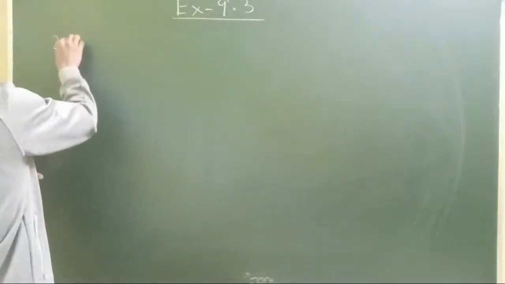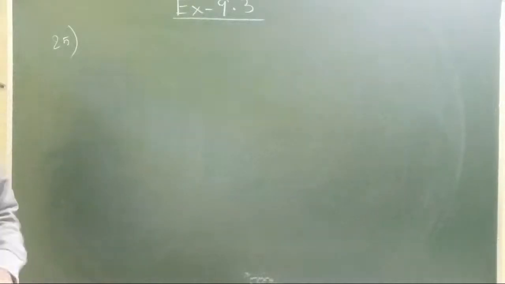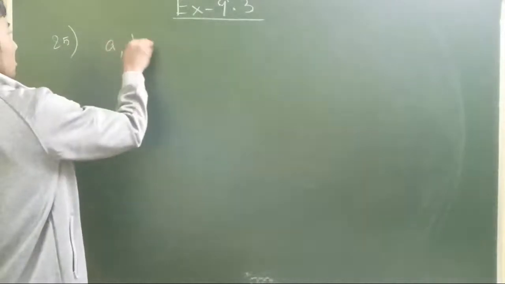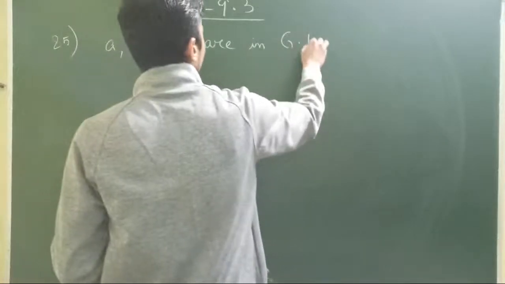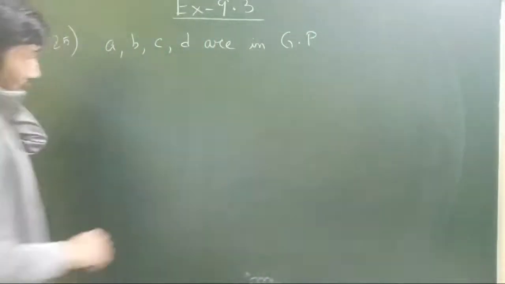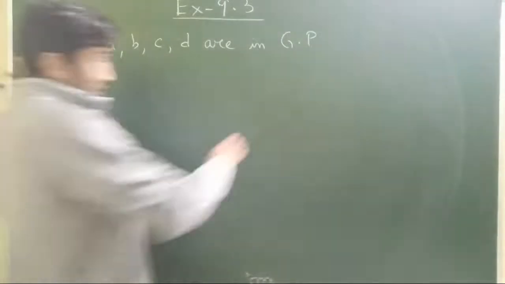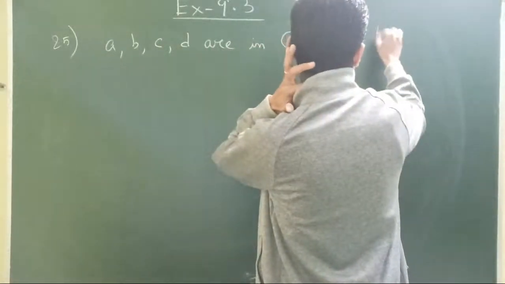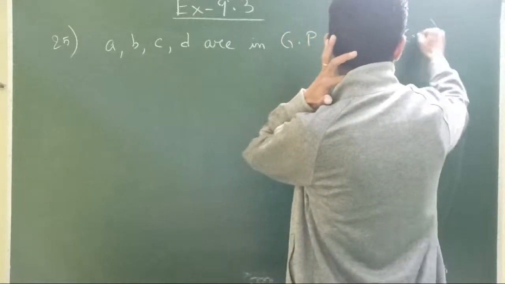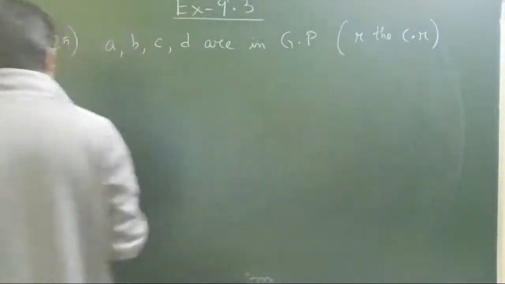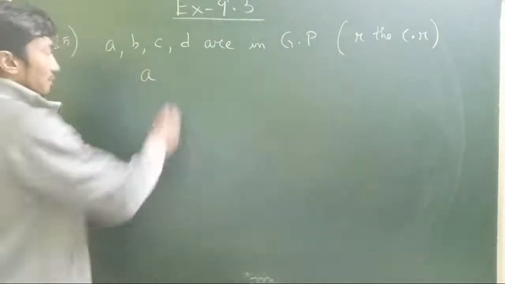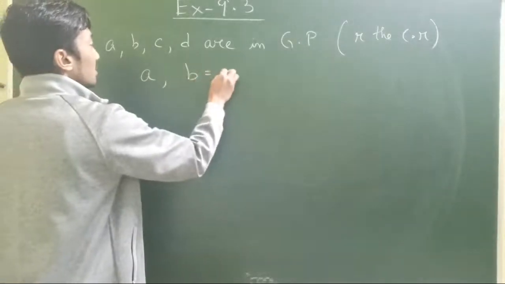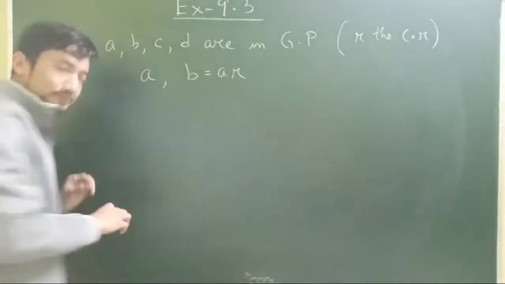25. Now 25 states, if A, B, C, D are in geometric progression. That is, A, B, C, D are in geometric progression. So if we assume r is the common ratio, then A is the first term. B is going to be what? ar.